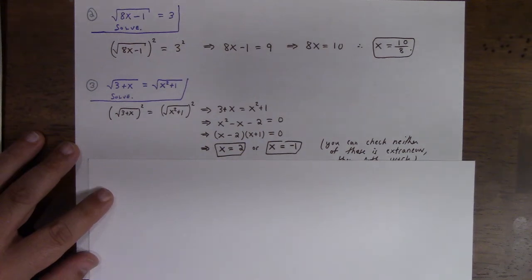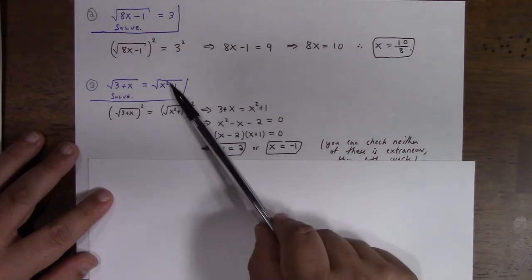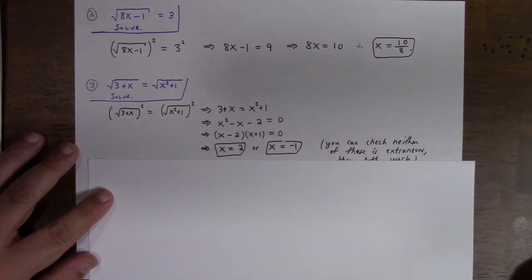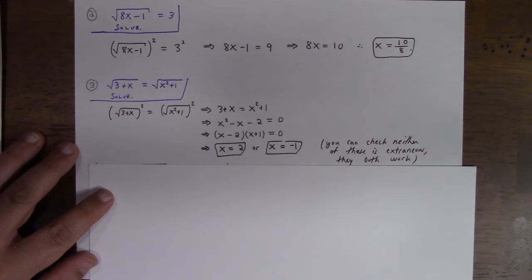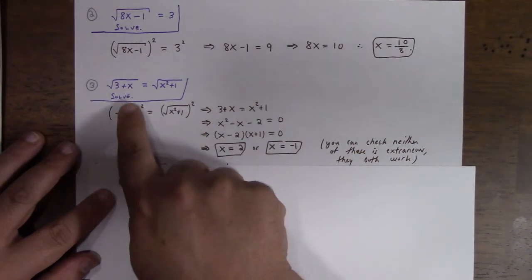Again, I have to be careful when I square the equation. I could, generally speaking, introduce extraneous solutions, but it just so happens in this case that doesn't happen. Both of these, in fact, do work if you plug them back in.